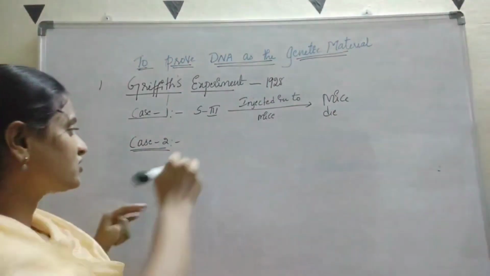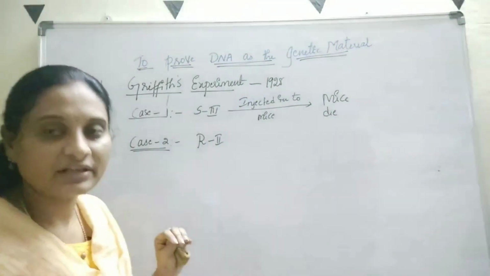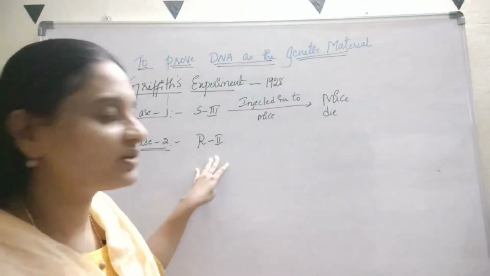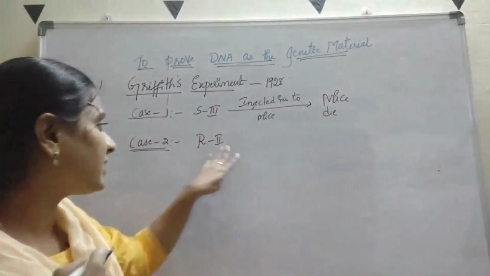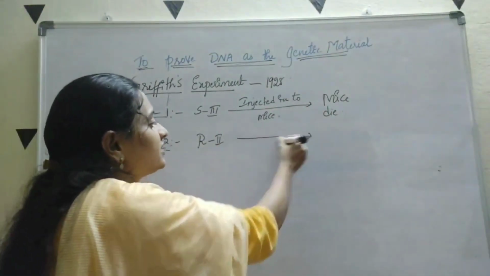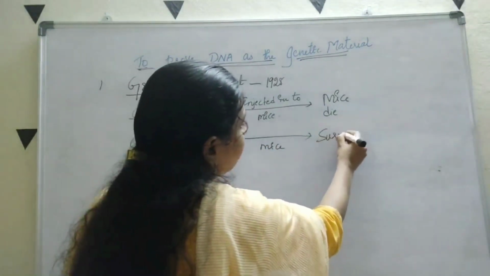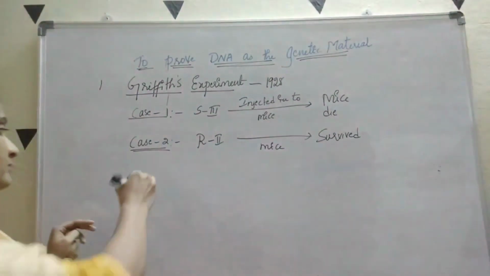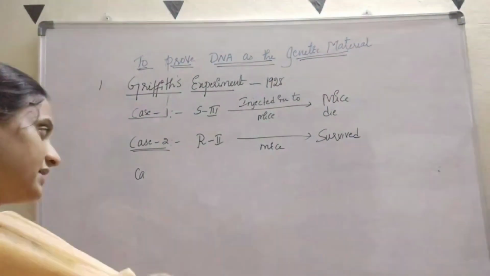Case 2. In case 2, he used R2, the rough strain. As we know, the rough strain is avirulent in nature. It doesn't have the ability to cause pneumonia in mice. So when R2 was injected into mice, the mice survived. The result in case 2 is as per our expectations.